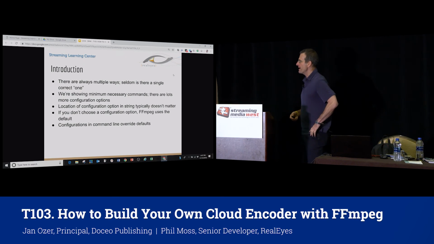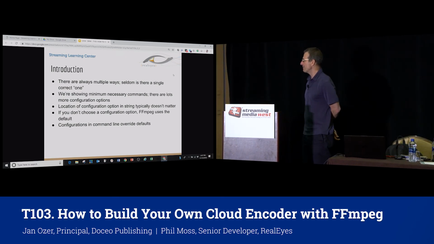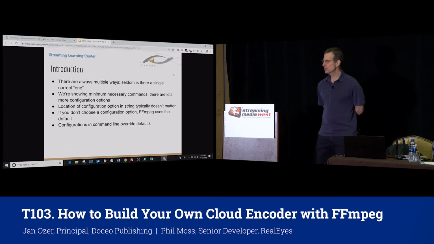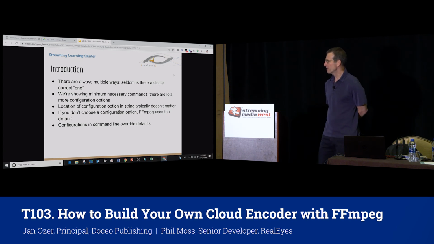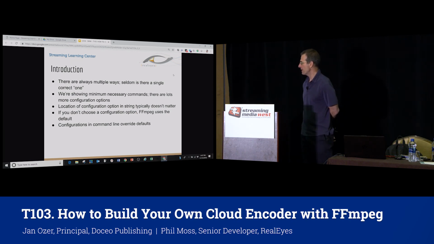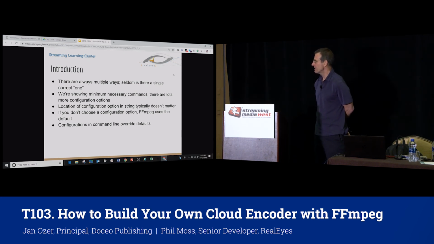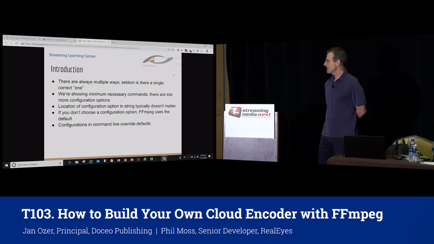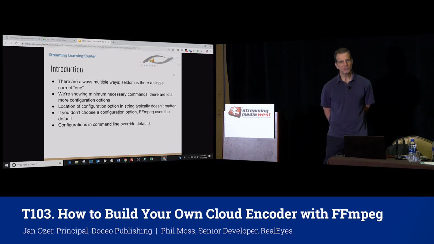A couple points about FFmpeg. There's always multiple ways to get things done. I kind of go with whatever works in the most efficient way. We're showing the minimum necessary commands. There's a lot more configuration options that you may want to play with at some point. When you're configuring an FFmpeg command script, the location of the option in most cases doesn't make a difference. And then if you don't choose a configuration option, FFmpeg uses the default.